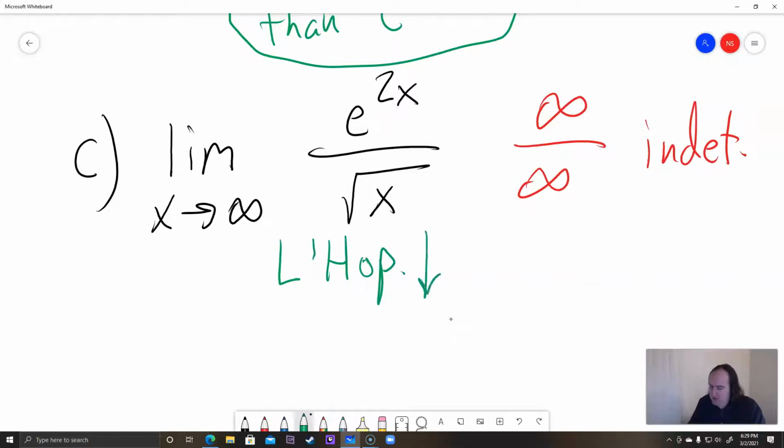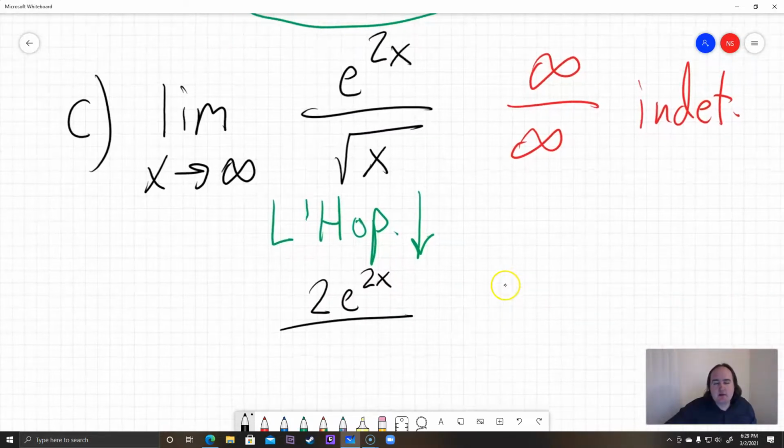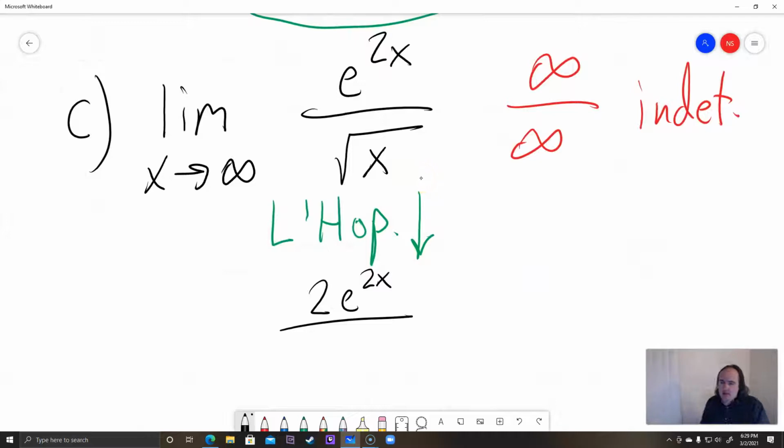So when we do that, in the numerator, taking the derivative, we're going to get 2e to the 2x. And then in the denominator, the derivative of square root of x, we've done it many times, is 1/2 over, so it's going to be 1 over 2 square root of x. We've done it so many times, I don't want to do it again. So it's just going to be 1 over 2 square root of x.